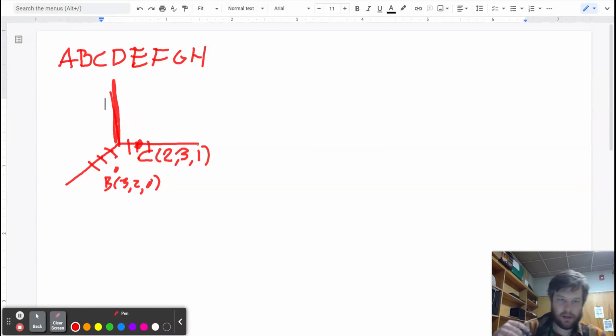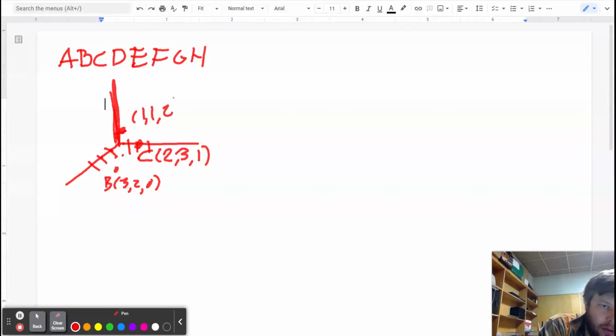D is (1, 1, 2). So 1 step, 1 step, 2 steps up. So it's going to be right about here. And then G is (0, 3, -1). (0, 3, -1).